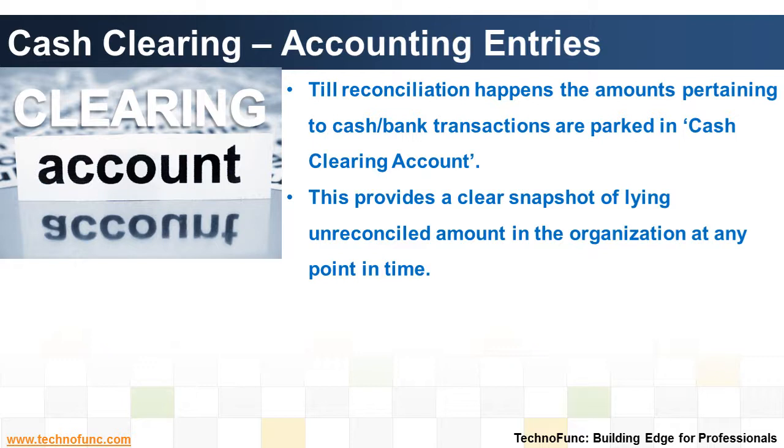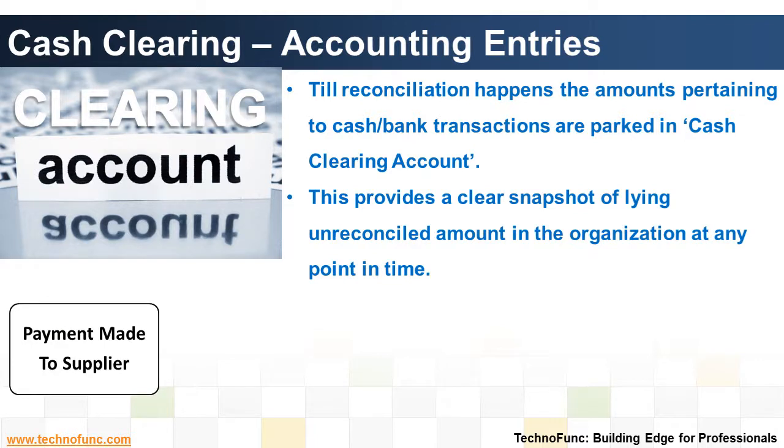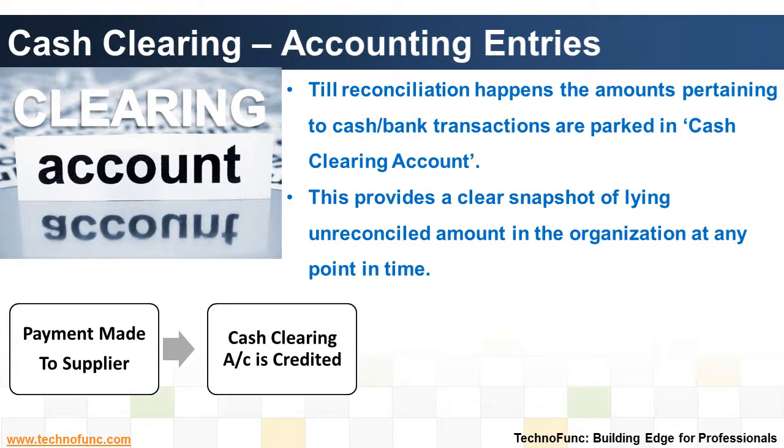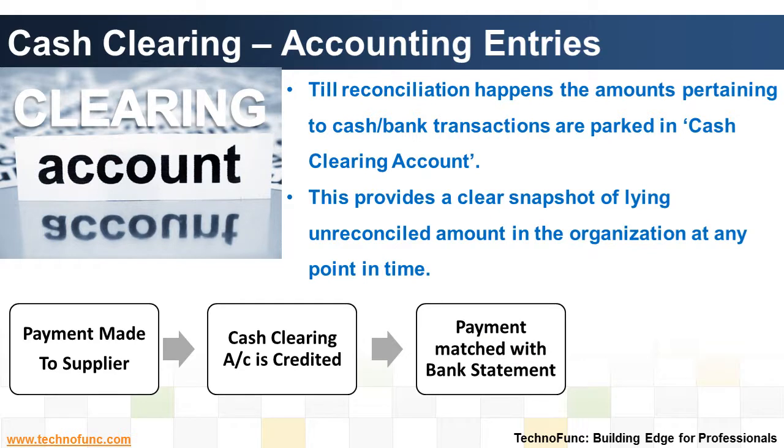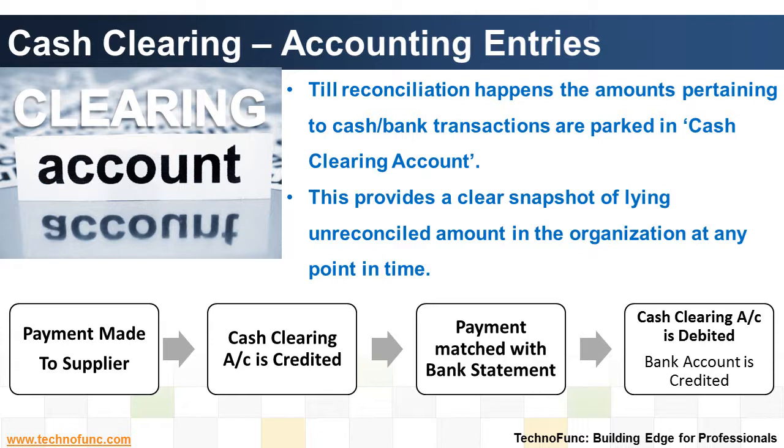For example, when you release payment to any supplier for his due invoice, you typically debit supplier account and credit bank account. However, in cash clearing method, when you issue payment, you will debit supplier account and credit cash clearing account. Later, when you receive the bank statement and reconcile the payment, at that point you will generate another accounting entry, that is, cash clearing account is debited and bank account is credited. Hence, at this stage, the payment hits your bank account, keeping it always reconciled.